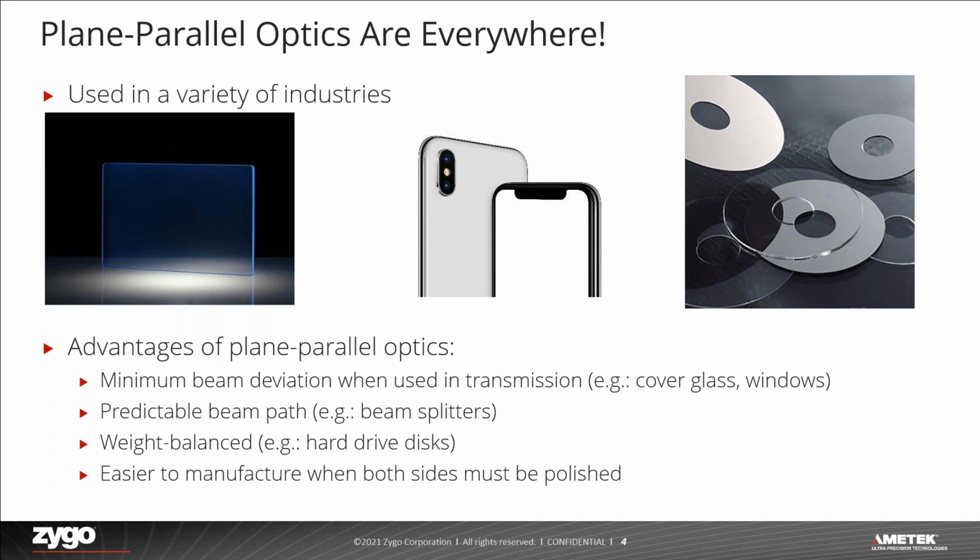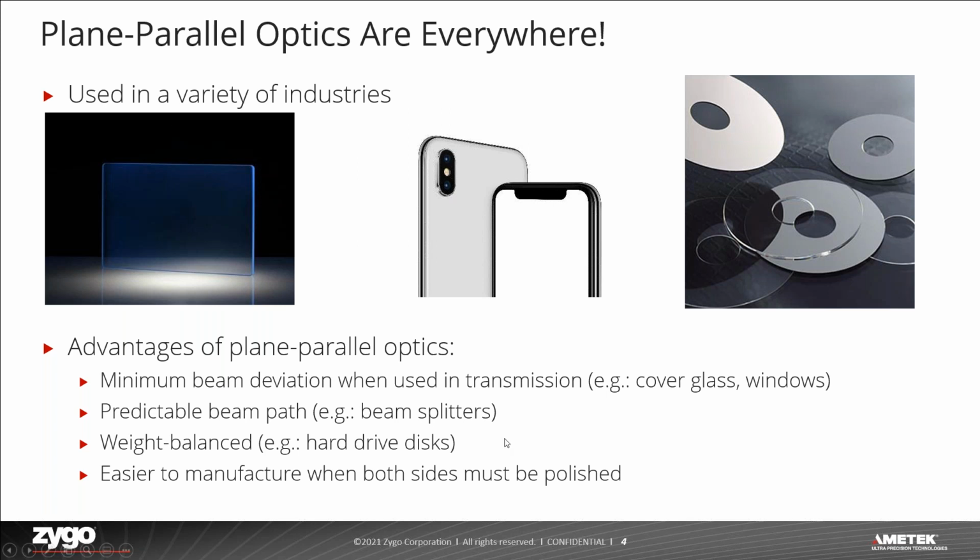There are a number of advantages of using plane parallel optics. It gives you a minimum beam deviation if you're using them in transmission, like for cover glass or windows. It also gives a very predictable beam path, which is useful with items like beam splitters. They're also, if they're plane parallel, usually weight balanced, which is useful in applications like hard drive disks or anything where the part actually needs to move. Quite simply, it's also easier to manufacture when both sides can be polished at the same time. So clearly plane parallel optics aren't going anywhere, so we have to figure out how to overcome these challenges.